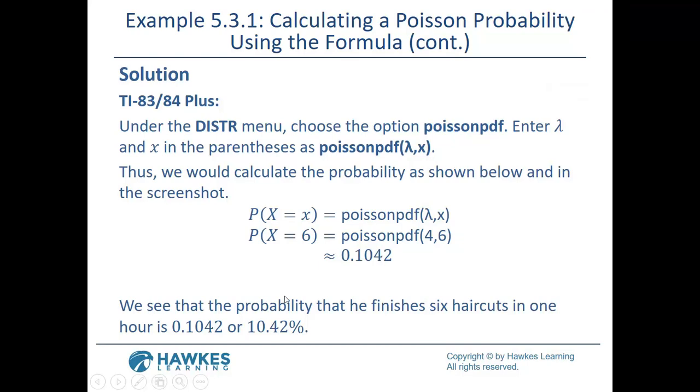And so I end up with 0.1042. Now, as I am looking at this, I do notice that this is a decimal. If you're going to talk about it in terms of, say, a paper or something, I would probably switch it to a percentage. So we can see that the probability that he finishes 6 haircuts in 1 hour is about 10.42%, or also known as 0.1042.